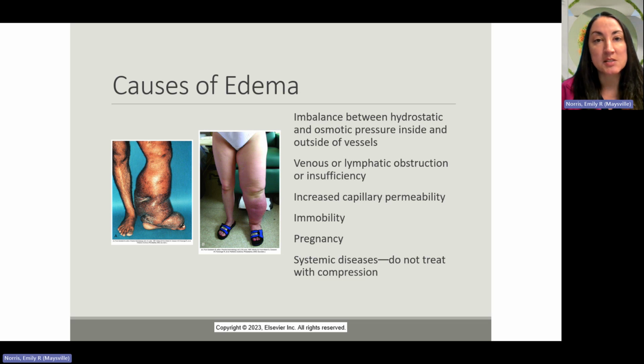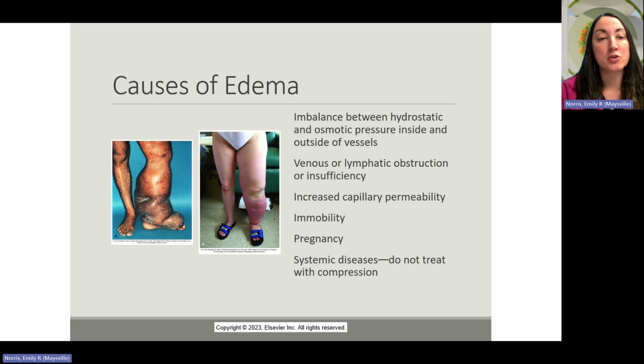Immobility can cause it because the muscle pump, especially in your legs, but other places as well, helps push the fluid back to the heart and in through the circulation. Pregnancy often causes edema. And then certain systemic diseases can cause edema, and those you typically don't treat with compression.